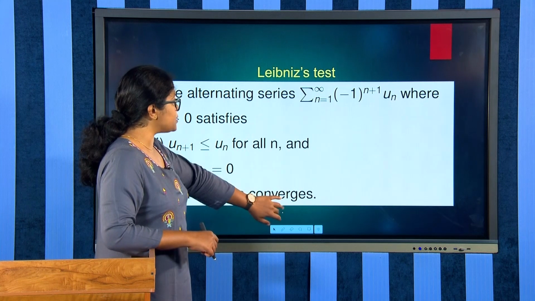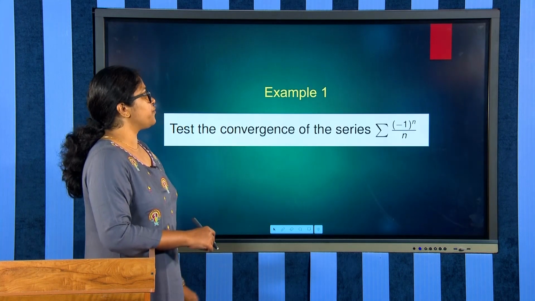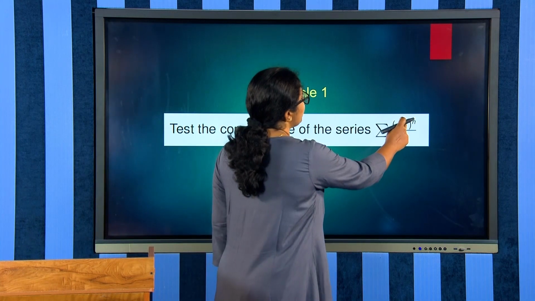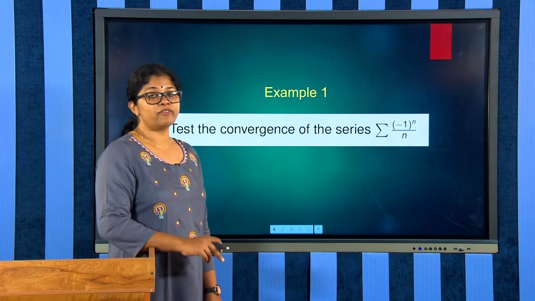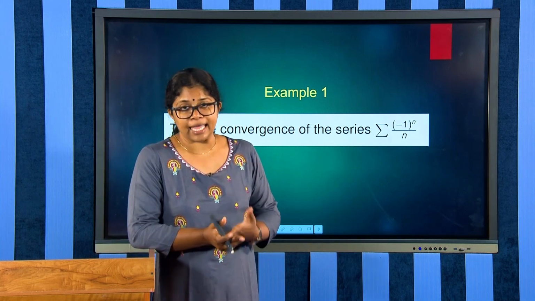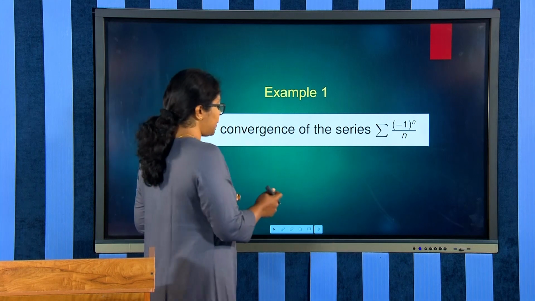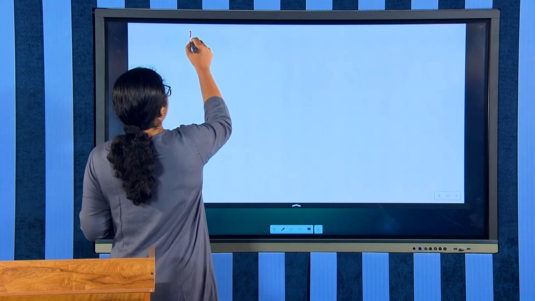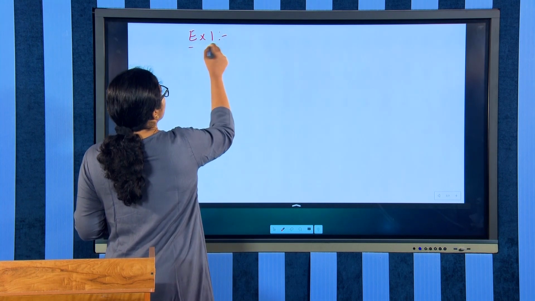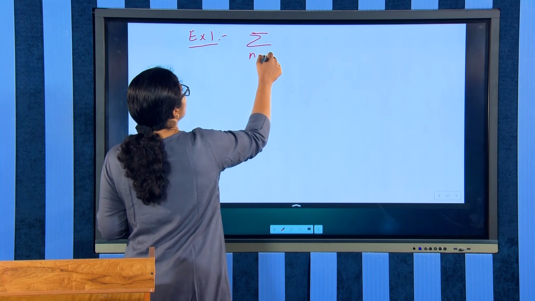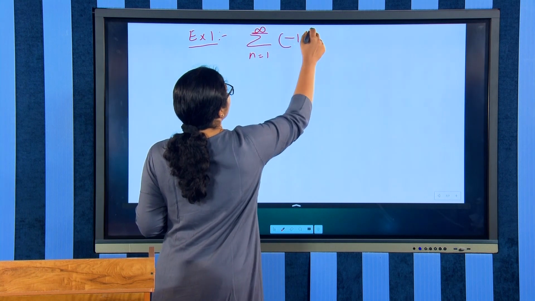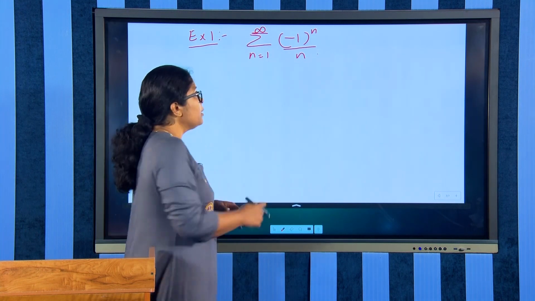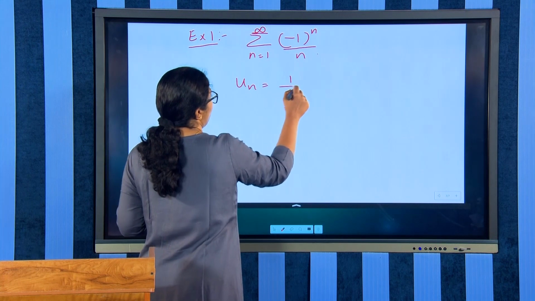Now, using this Leibniz test, we can see the convergence of the series in example 1: summation of minus 1 power n upon n, which we failed to do using the nth term test. Let us see what happens when we apply the Leibniz test here. So the given series is summation n equal to 1 to infinity of negative 1 power n upon n. So what is your un? un is equal to 1 upon n.